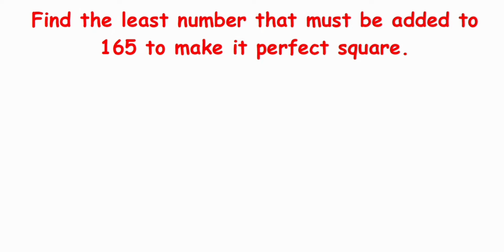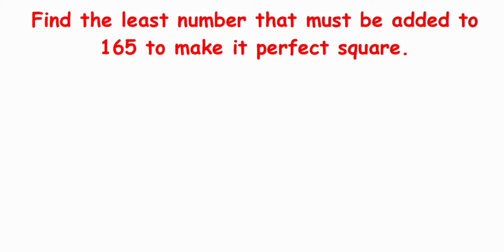In the question, they're asking to find the least number that has to be added to 165. It's clear that 165 is not a perfect square. We cannot find the square root of 165 because it is not a perfect square. We need to add something to this number to make it perfect.